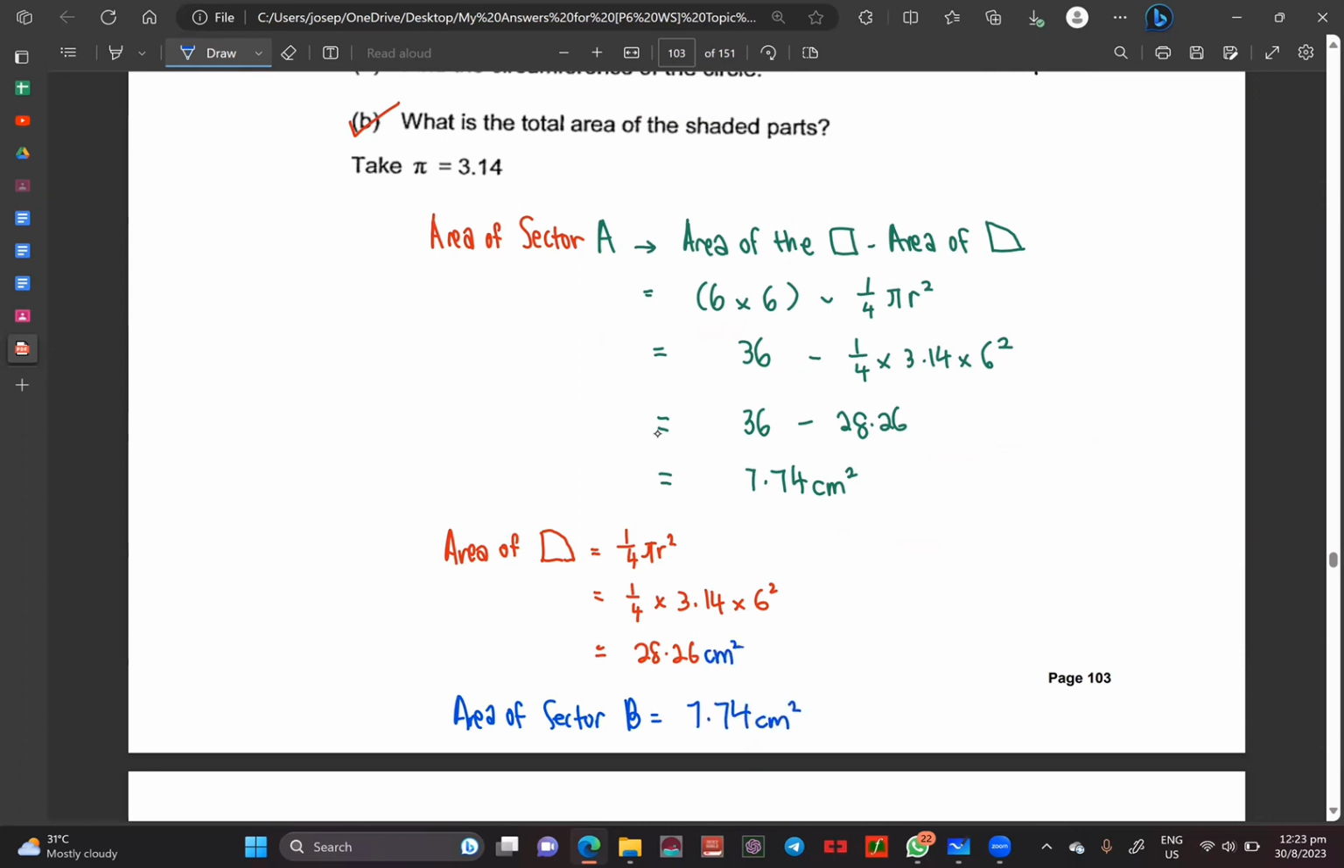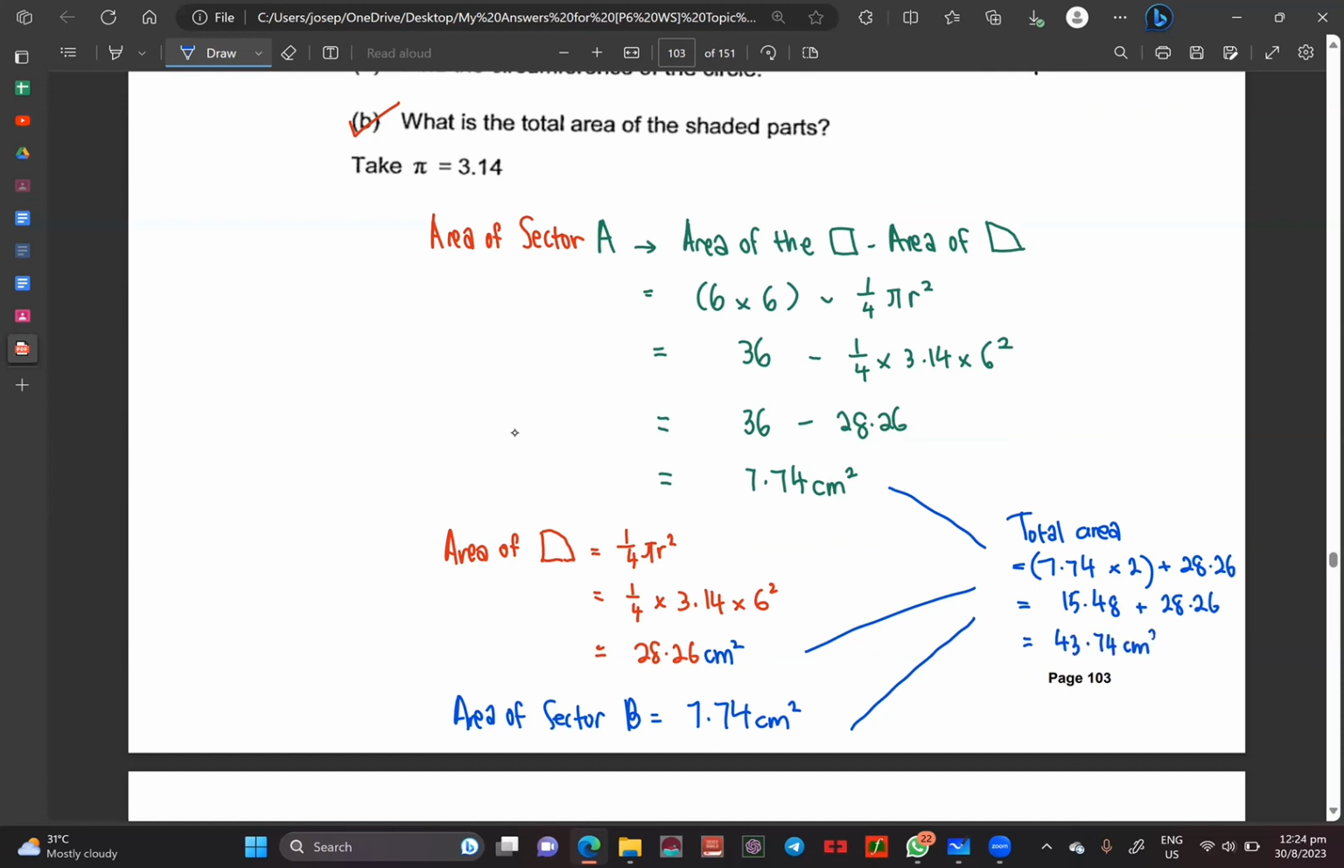And then I put cm square over here. So you want to find the area, you just add everything up together. So the total area is actually equal to 7.74 times 2 plus 28.26. Over here, we get 15.48 plus 28.26. And we get an answer of 43.74 centimeters squared.